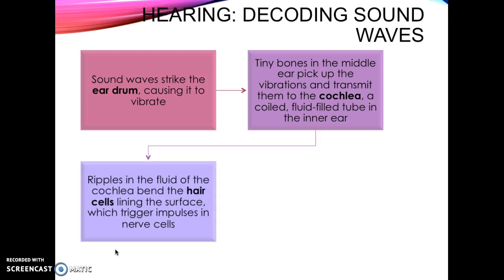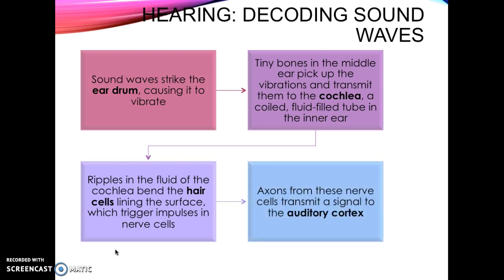You get ripples in the fluid of the cochlea, and within that cochlea are the hair cells. So when you get these ripples, it moves the hair cells, and that's what triggers impulses to your nerve cells, which are at the end of the hair cell. From there, the nerve cells will then transmit the signal to your auditory cortex, which hopefully you remember is in the temporal lobe.